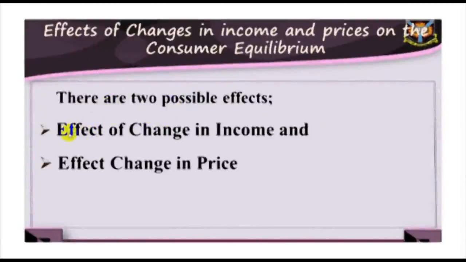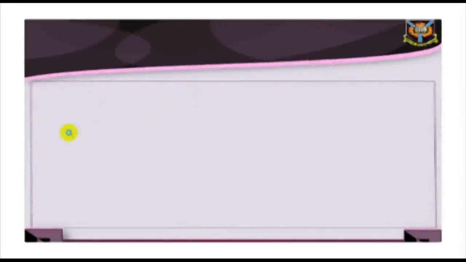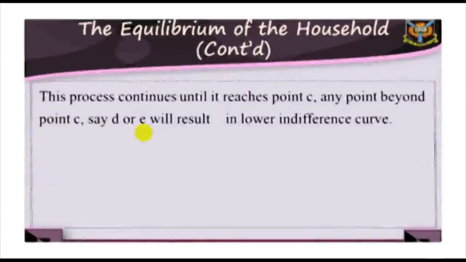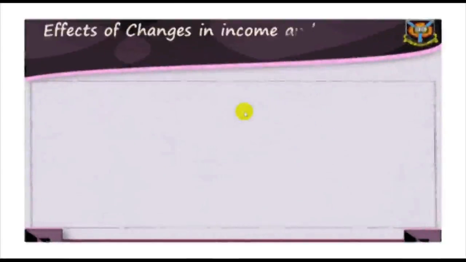At this point, the indifference curve is tangential to the budget line. Hence, at point C, the slope of the indifference curve, that is, the marginal rate of substitution of goods in the household's preference, is equal to the slope of the budget line. The opportunity cost of one good in terms of the other is determined by market prices.